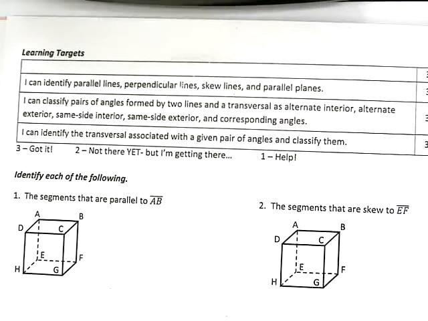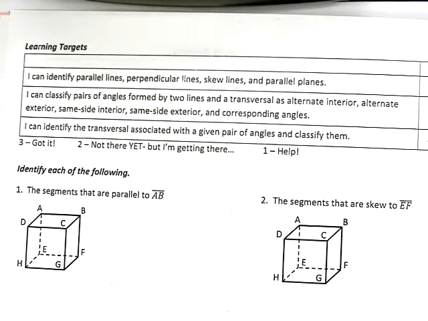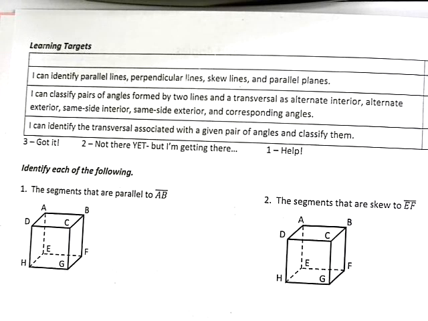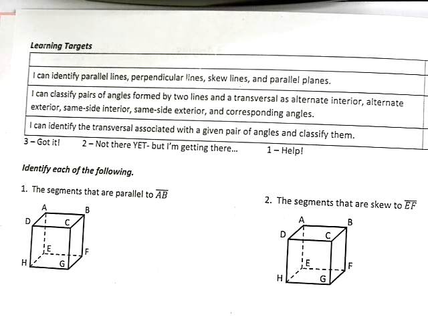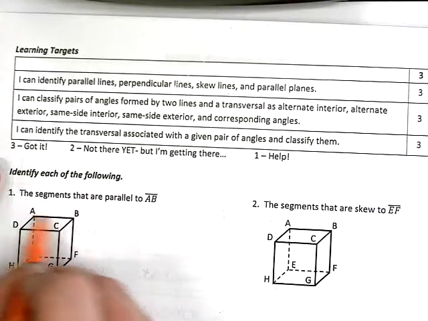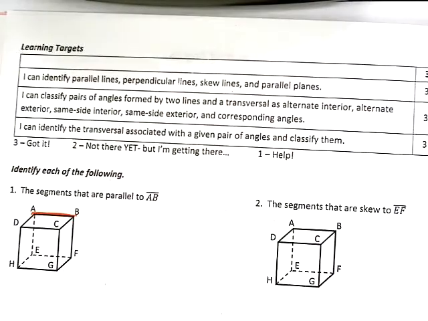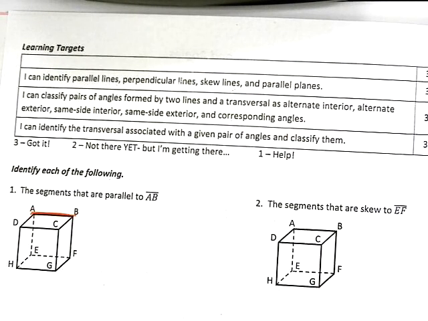We are going to identify the segments that are parallel to AB. So remember, parallel lines are coplanar and they do not intersect. So AB is right here. I'm going to highlight it with my orange marker right there. We want the segments that are parallel to AB.